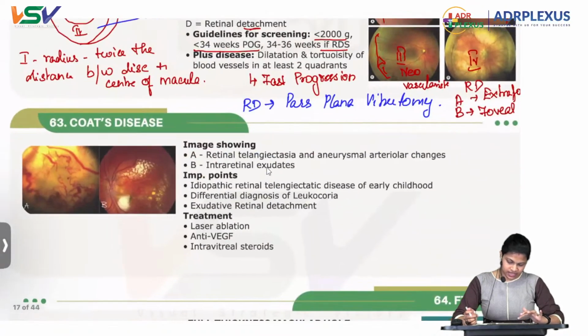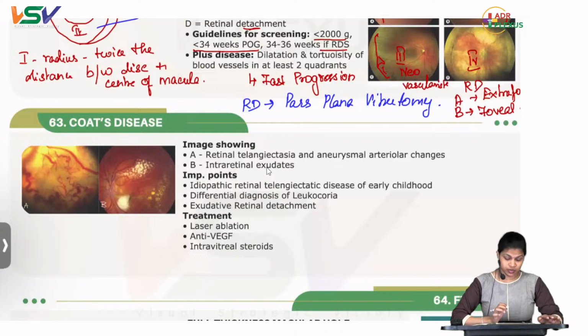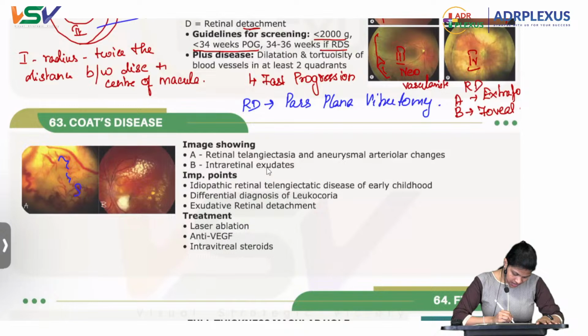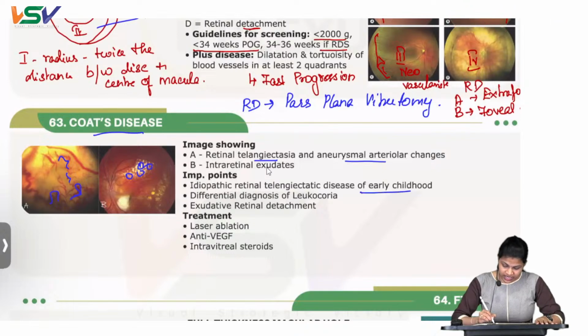Now, VSA 63 is, what do you see here? You see here retinal telangiectasias. This is again a fundus picture. You see the retinal telangiectasias and aneurysmal arteriolar changes. Okay, retinal telangiectasia with aneurysmal arteriolar changes, and these are intraretinal exudates. This is Coats disease. Retinal telangiectasia, aneurysmal arterial changes, and intraretinal exudates is Coats disease of early childhood.